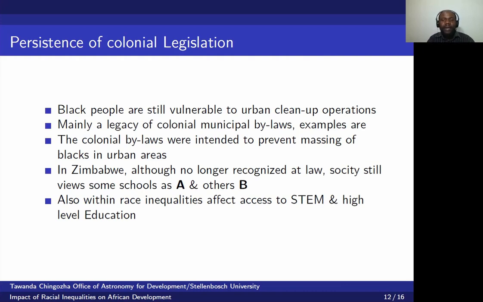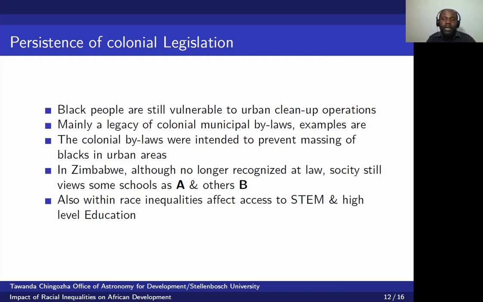Related to that, another legacy of colonialism is that in Zimbabwe, for example, you had these Group A schools, which were elite schools only for white people, and these B schools, which offered mainly practical and vocational subjects. Whereas in law this is no longer recognized, you still find that in the minds of many people in society. Also, even in terms of accessing these schools, some of them are still quite expensive.